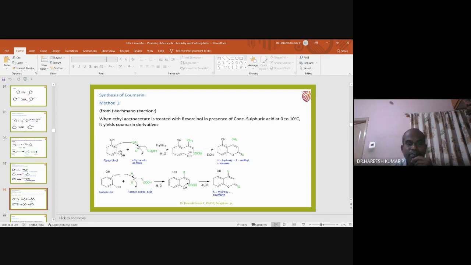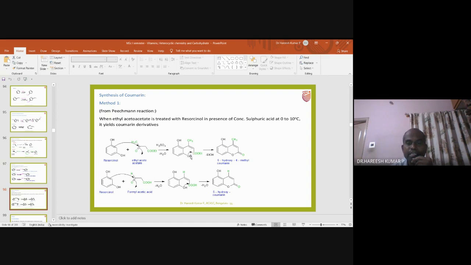Once there is a new bond formation between this carbon and this carbon, C double bond O is converted into OH. Once the OH is formed, there will be removal of a proton from this carbon and formation of a double bond. So it's a condensation reaction, with removal of water. How is the water removed? One proton from here, one proton from here, and the oxygen goes out as water, giving rise to a key intermediate like this.